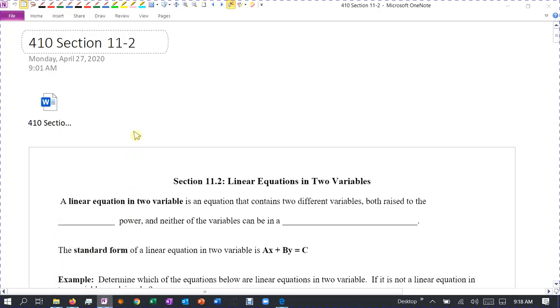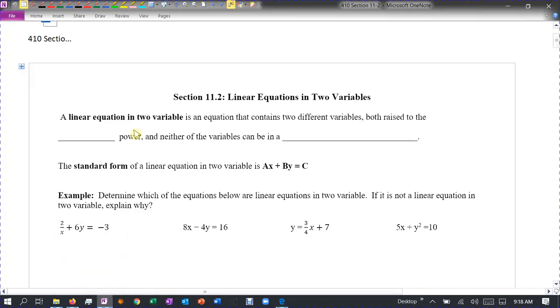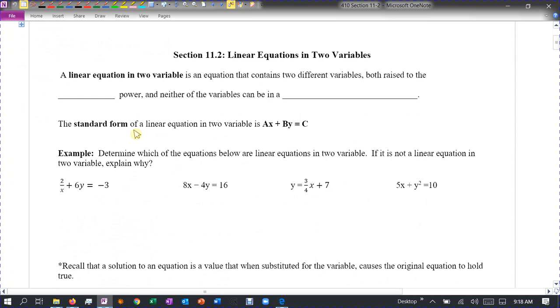Okay, moving on to 11.2, we're talking about linear equations in two variables. So just looking at the wording here, we're going to be dealing with equations. We're going to have two variables in the equation, and the equation is called linear. And all that means is that we're going to see two variables in here. They're going to be x and they're going to be y. And that we are going to see x and y to the first power. We're not going to see any x squareds or y squareds or anything like that. And that's what makes this linear.